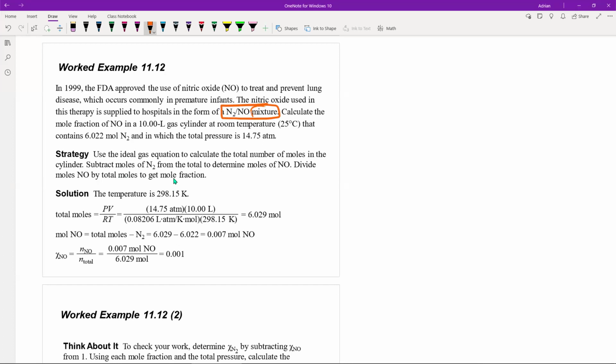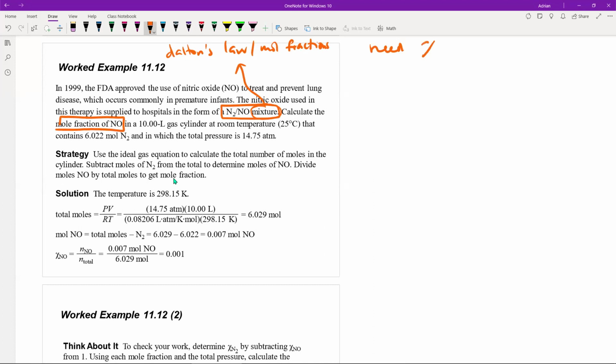If you see mixture in there, right away you're thinking, is there a gas law that deals with gas mixtures? The answer is yes. Probably going to use either Dalton's law, or maybe the mole fraction relationship. That's what we're thinking once we see some of these clues in the problem. So let's calculate the mole fraction of NO. So that's what we need to find.